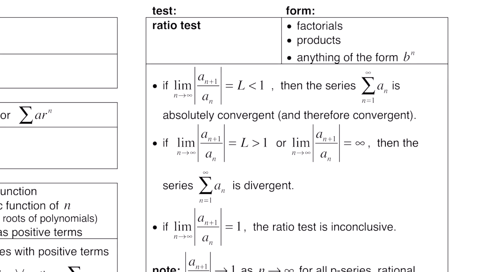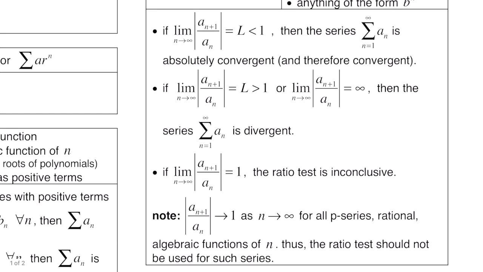For the ratio test, if you have a series with factorials or products or anything of the form b to the n, you're going to use the ratio test. So you take the limit as n goes to infinity of the absolute value of a sub n plus 1 divided by a sub n. When you evaluate it, you get L. If L is less than 1, the series is absolutely convergent and therefore convergent. If L is greater than 1, or if you get infinity, then the series is divergent. And if you get 1, the ratio test is inconclusive.